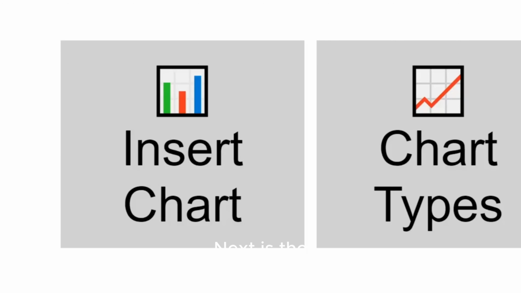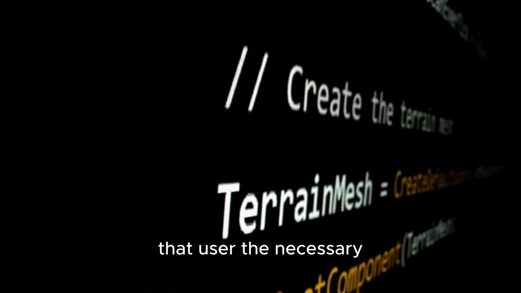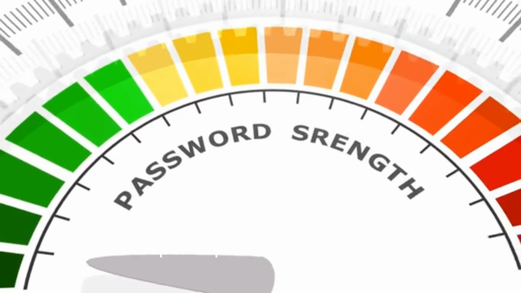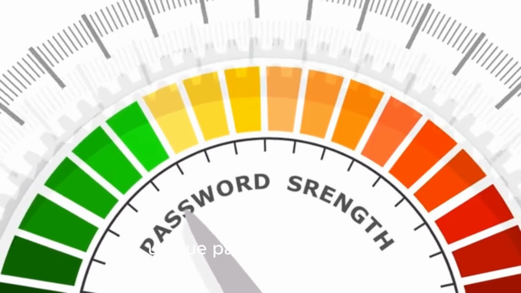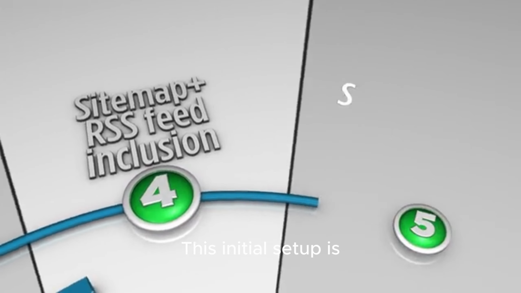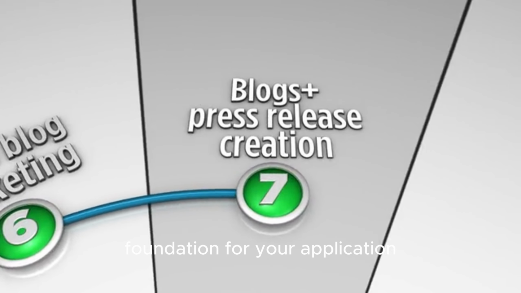Next is the database. If your application needs to store data, like user accounts or blog posts, you'll need a database like MySQL. You'll create a database and a database user, and you'll grant that user the necessary permissions to read and write to the database. It's super important to set a strong, unique password for your database user to keep your data safe. This initial setup is crucial for a stable and secure foundation for your application.